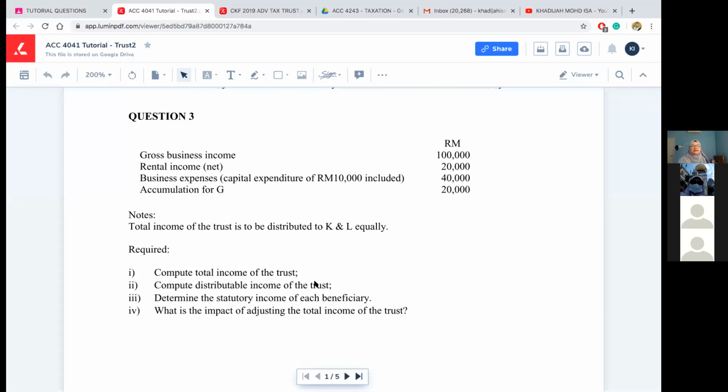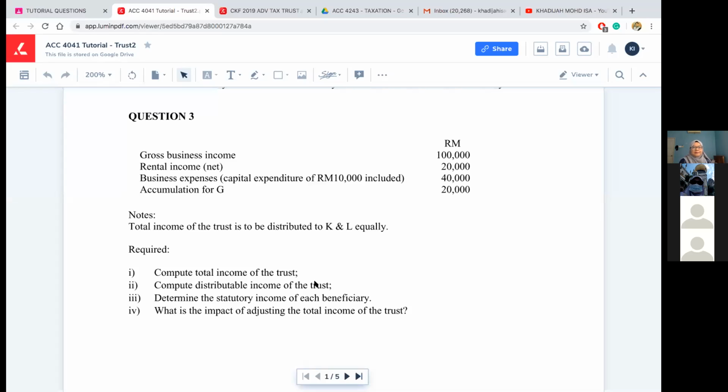Alright. So we see that here you have a gross business income of 100,000, rental income net of 20,000, business expenses, capital expenditure of 10,000 included, and accumulation for G is 20,000. The total income of the trust is to be distributed to K and L equally. Compute total income of the trust. Compute distributed income of the trust. Determine statutory income of each beneficiary.